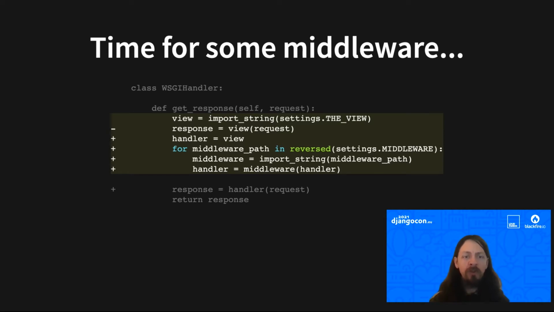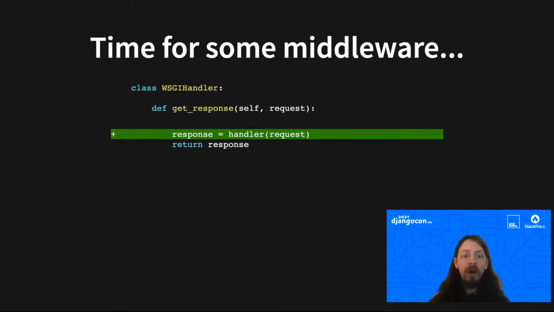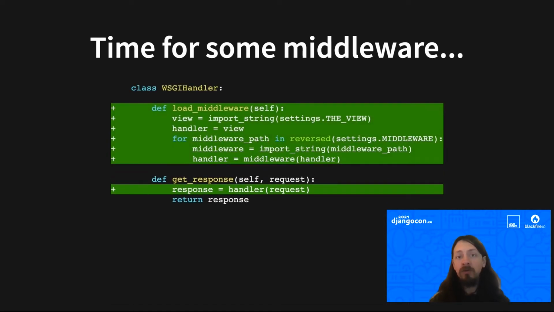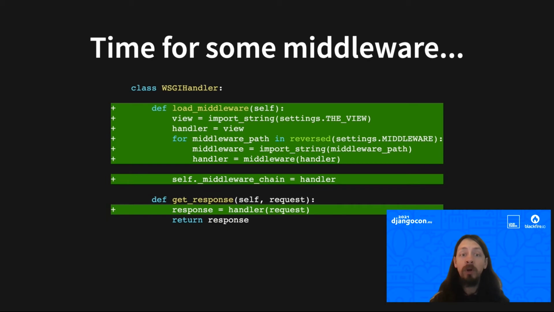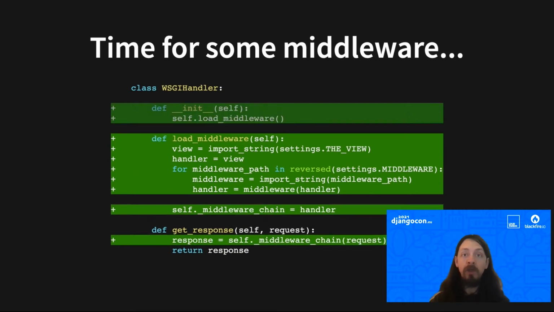So let's move all this code and put it in its own function called load_middleware. And then we're going to need to save the function we've made to the middleware chain, or add this attribute _middleware_chain. Then in our get_response function, instead of calling the handler, we're going to call self._middleware_chain. And the only thing that it remains to do is to actually call load_middleware. And so we put that in the __init__ method. So this will happen right at the beginning.